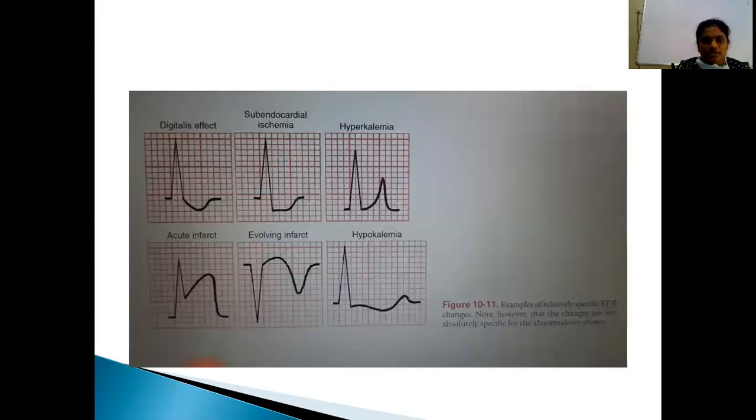So these are the things we discussed. This is the subendocardial ischemia, in which we have seen ST segment depression. In hyperkalemia, we have seen peaking of the T waves. In acute infarct, ST segment elevation. In the evolving infarct, we have seen T wave inversions, and in hypokalemia, these are the U waves. So these are the abnormalities.